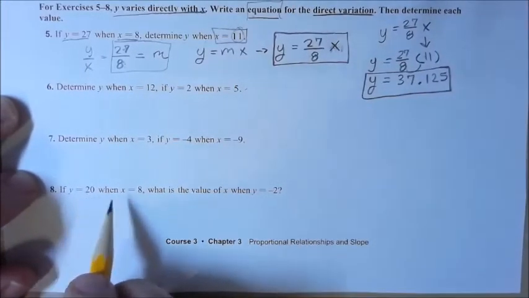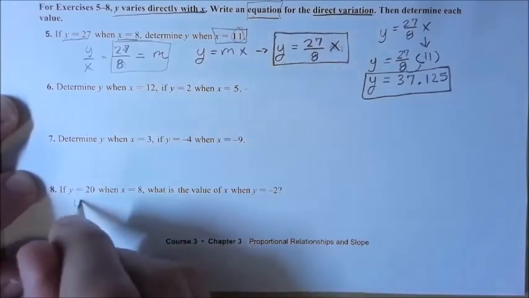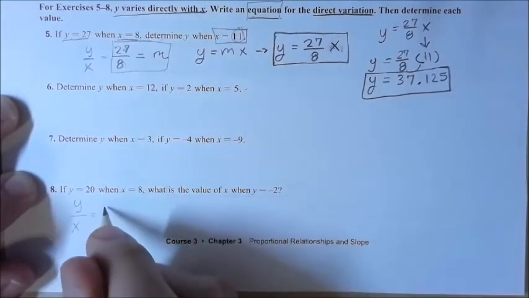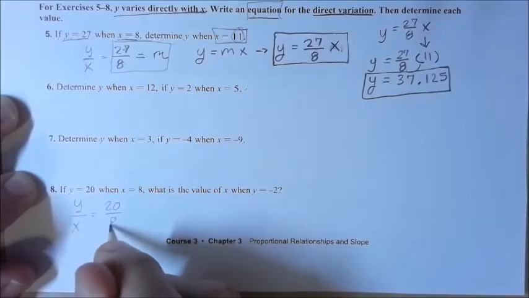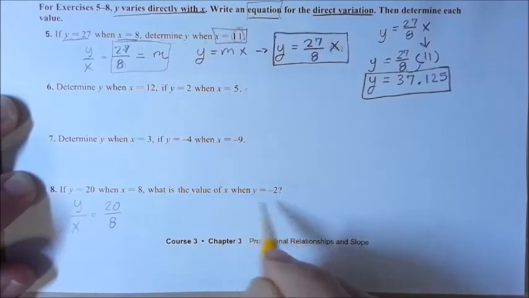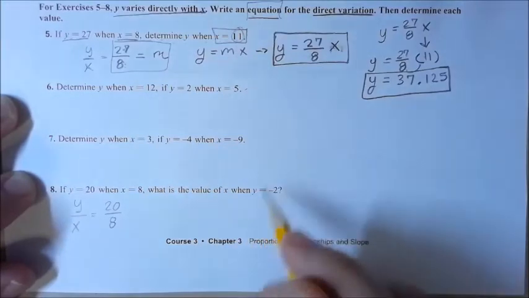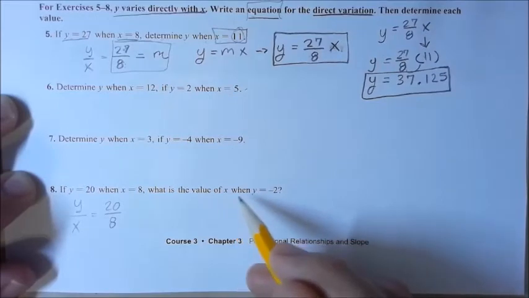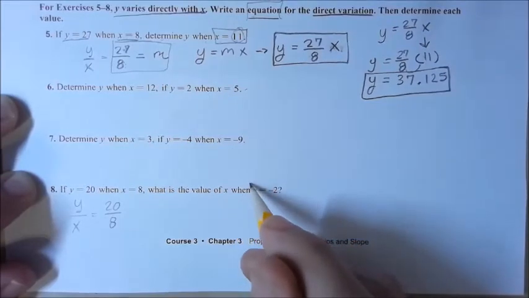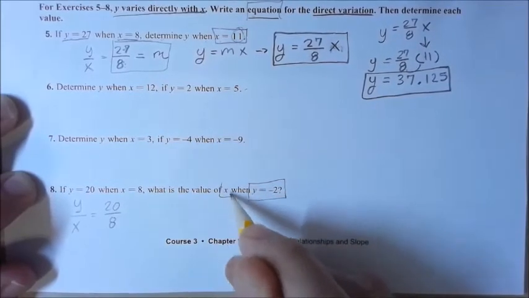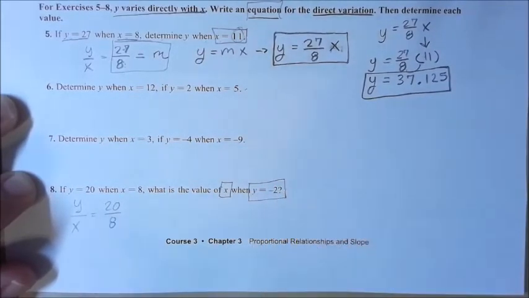If y is equal to 20 when x is equal to 8, okay, that's given us our proportion. So let's plug in our numbers. Our y is 20, our x is 8. What is the value of x when y equals negative 2? Now, we have been looking for the value of y when x equals some number, but in this one, look, they've changed it on us. Now we're looking for x when y is equal to a value.